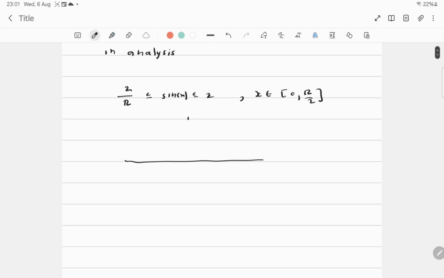So I will give you an idea of how the function looks. We know that for x equals 0, sine of 0 is just 0, and for x equals pi over 2, sine of pi over 2 is 1. So that's one part of my trigonometric function. That one is y equals sine of x, and x lies between 0 and pi over 2.